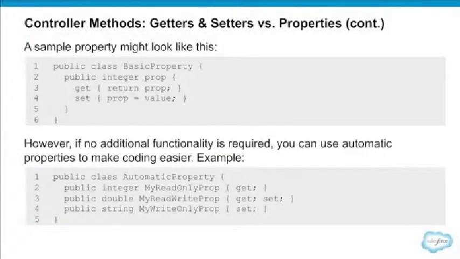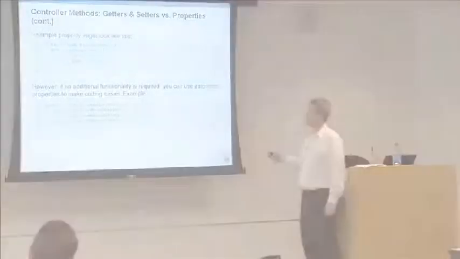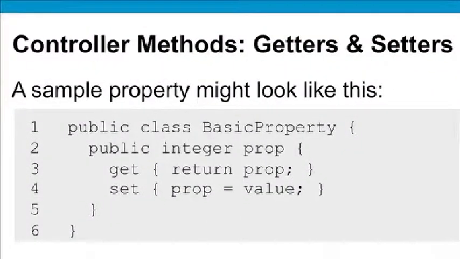So the advantage of using properties is you get that getter and setter, and then if you want, you can decide to override these. And so if we take a look at the top here, here's another example. We have this integer called prop, and inside here I could define a method body for my getter, and I could define a method body for my setter.